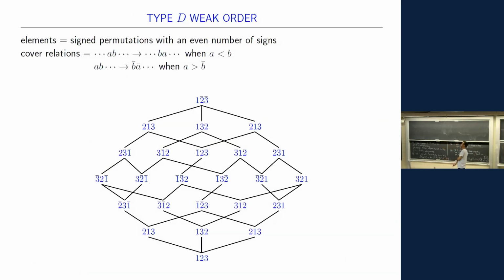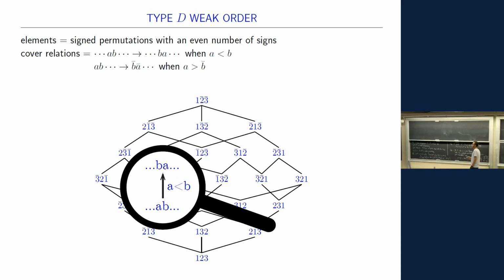The first application to play with is the type D rearrangement order. In type D, we have signed permutations with an even number of signs. So instead of writing -1, I write 1 with a bar on top. And we have two kinds of relations. The first one is that if A is more than B, then I can exchange A and B. A and B can also have signs. So for example, -1 is more than 3.